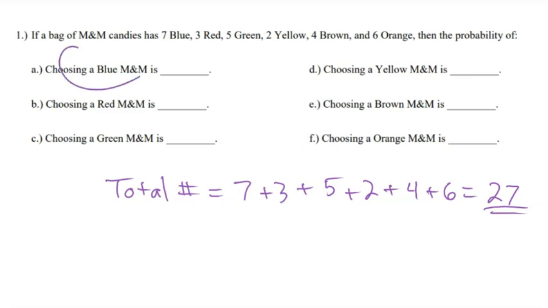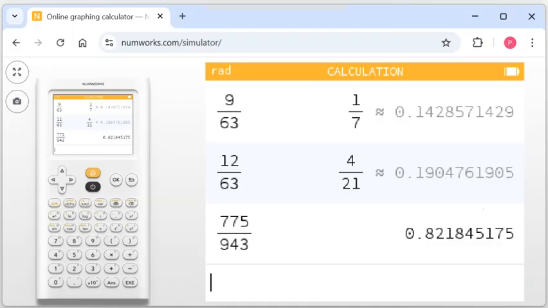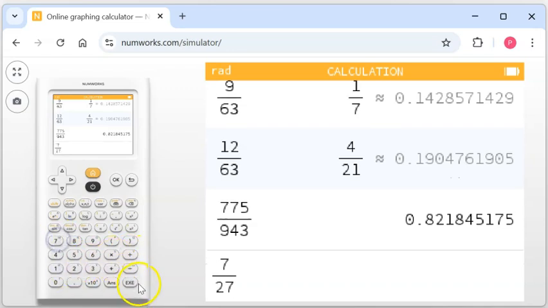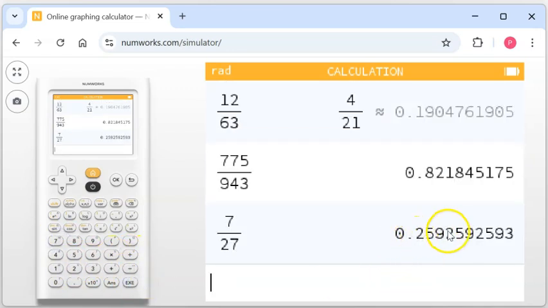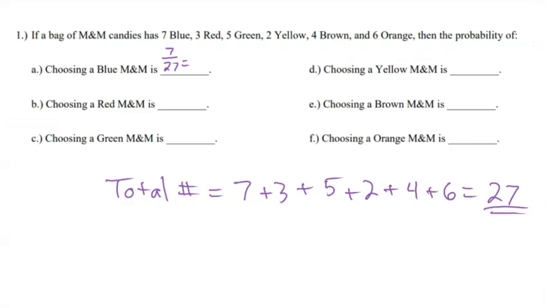Therefore, the probability of choosing a blue M&M, since there are 7 blue M&Ms, is 7 out of 27, okay? Now we can do that in the calculator and turn it into a decimal. So if we go to the calculator and do 7 divided by 27, we get 0.2592, but we're only going to go to 0.259. So that's a pretty good probability, 0.259. That's like more than a fourth of the bag is just blue M&Ms.